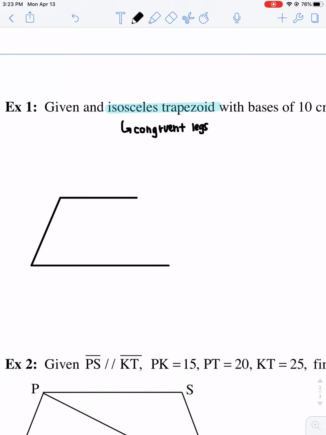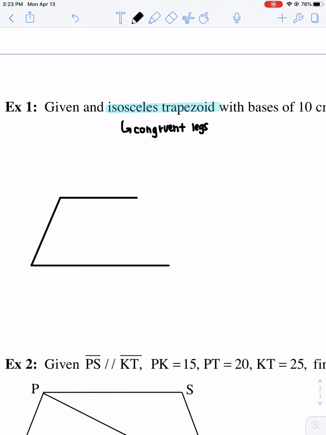So that's going to help us here. So again, let's paste in our area formula. Awesome. Isosceles trapezoid, that means that both of our legs are going to be congruent. So I know that ST is also going to be 15. Okay, so I have one of the bases, I don't have a height, and I don't have the other base. So we're going to have to work to solve that. So let's draw in our height here.